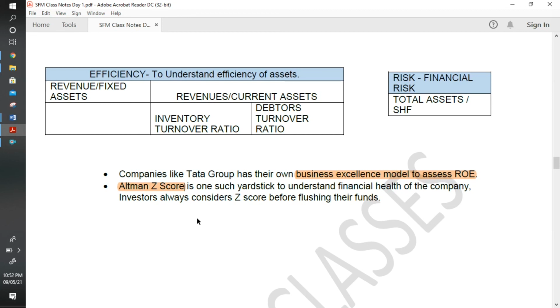And that's it. It wraps up the concept of analysis of financial statements.